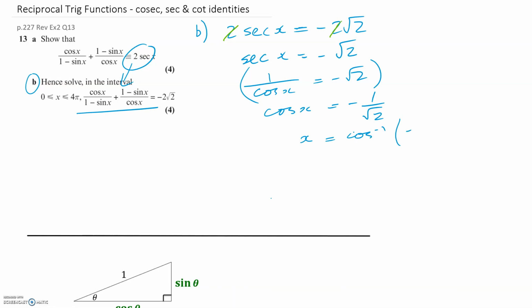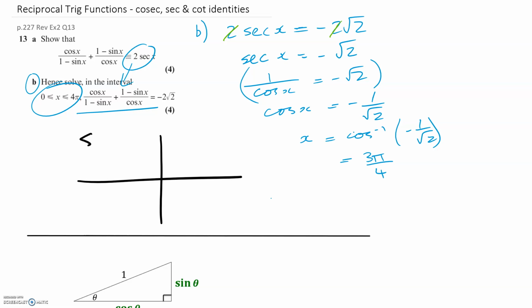If you do that, you'll get the principal value for x. And remember, you're in radians here, so make sure your calculator's in radians. Your first value should be 3 pi over 4. And then I like to use the cast diagram, but it's up to you how you do these kind of questions.